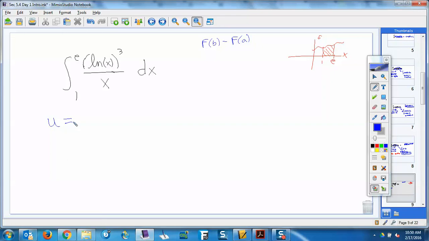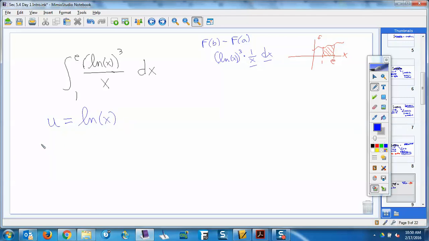But also, what's the du? The derivative of ln x is 1 over x dx. Is there a 1 over x dx sitting there? There absolutely is. That x on the bottom is really a 1 over x dx. Matter of fact, if you don't believe it, you could rewrite this as ln x cubed times 1 over x dx. That's actually what this problem is. So this is going to be a really good one for u substitution.